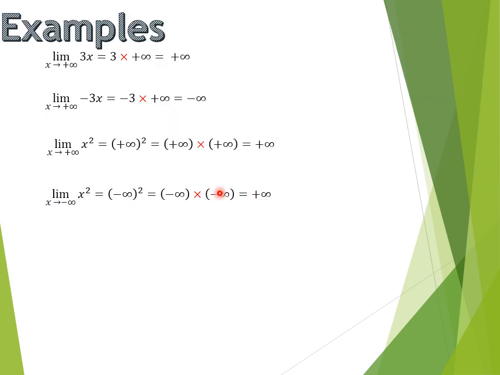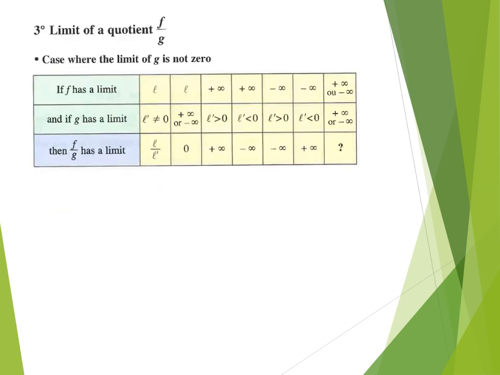All of these are operations that you can do alone. So 3 times plus infinity is plus infinity. Minus 3 times plus infinity is minus infinity. Plus infinity squared is plus infinity, minus infinity squared is plus infinity. Now also the division. Plus infinity divided by a positive number is plus infinity, divided by a negative number is minus infinity. But what if we get plus infinity over minus infinity?